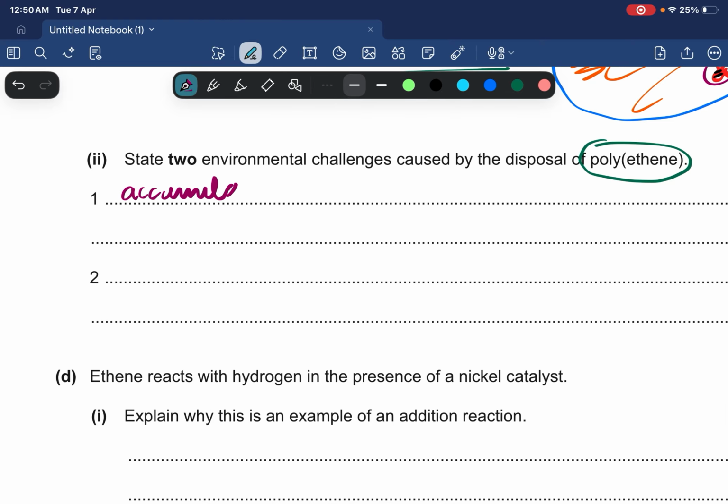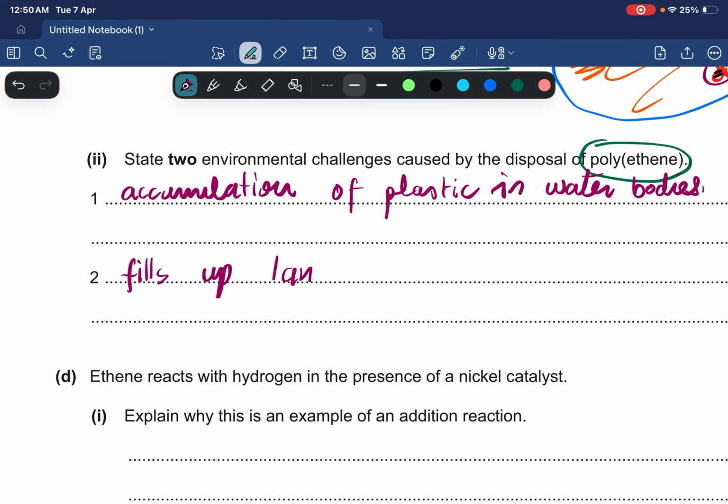Accumulation of plastic in water bodies. What is that called? The garbage patch, which is a very big plastic garbage patch, I guess in America or somewhere near. I don't remember the name, but you've got to be careful about these things. Okay, next thing. Plastic fills up the landfill sites, takes up space because it does not decompose naturally, so it fills up landfill sites.